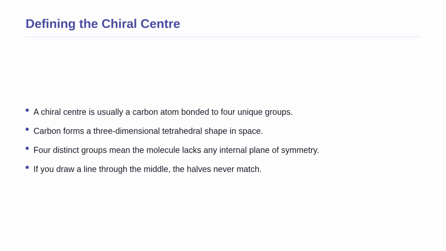Now that we understand what molecular handedness is, let us look at where it comes from. In biochemistry, a chiral center is typically a carbon atom that is bonded to four completely different chemical groups. Because carbon forms a three-dimensional tetrahedral shape, attaching four distinct groups means the molecule lacks any internal plane of symmetry. If you were to draw a line right through the middle of the molecule, the two halves would never look identical. To identify a chiral center, you simply look at a carbon atom and ask yourself if all four attached branches are unique. If they are, you have found a chiral center.